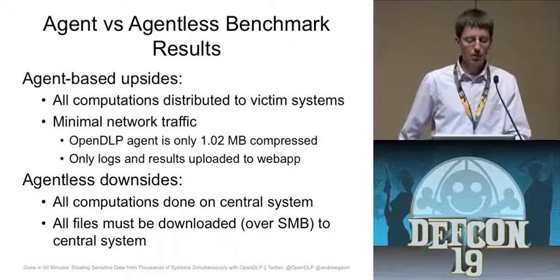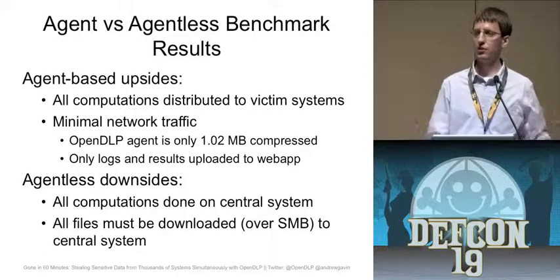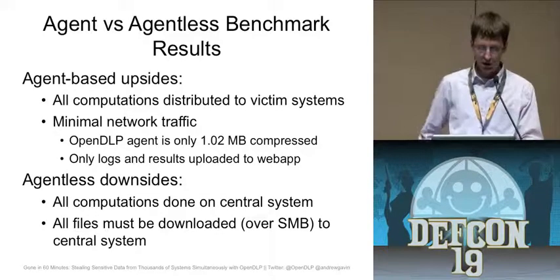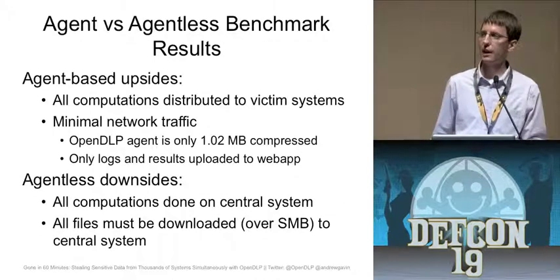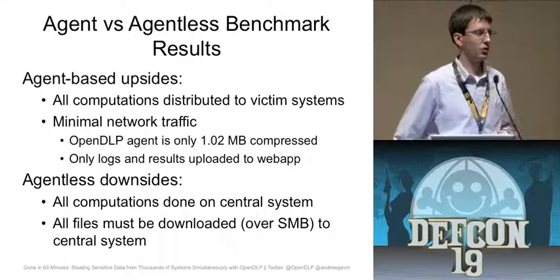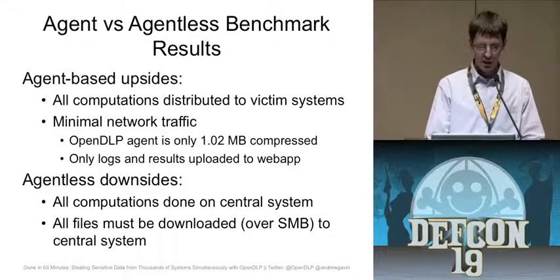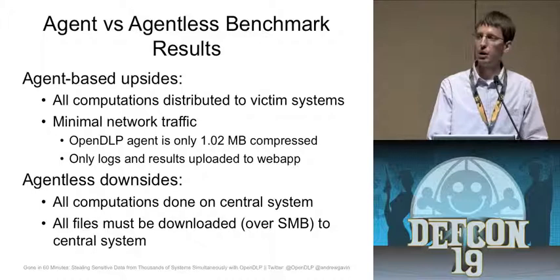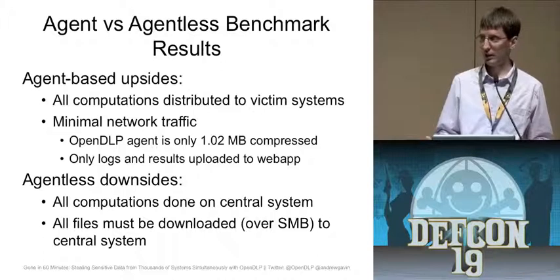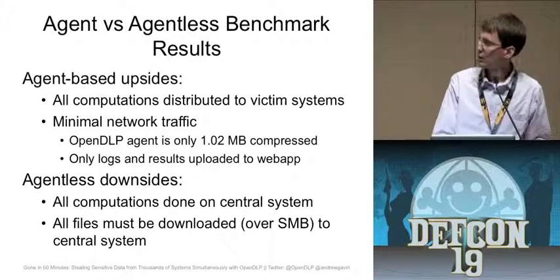The upsides to an agent-based solution are that all the computations are done on those victim systems. It's basically a distributed project. It's like SETI, but instead of searching for aliens, you're owning data. And it also doesn't have much network traffic. It's only sending out about 1 meg initially with the agent, and then every so often it pings back with those results and the log files. So it's really not a whole lot of traffic. The downsides to the agentless scanner are, of course, everything has to be processed by you, by your own laptop or your own system. So if you're going to do this 2,000 times in parallel, it's really going to crush your CPU. And of course, you have to download everything to your system as well.